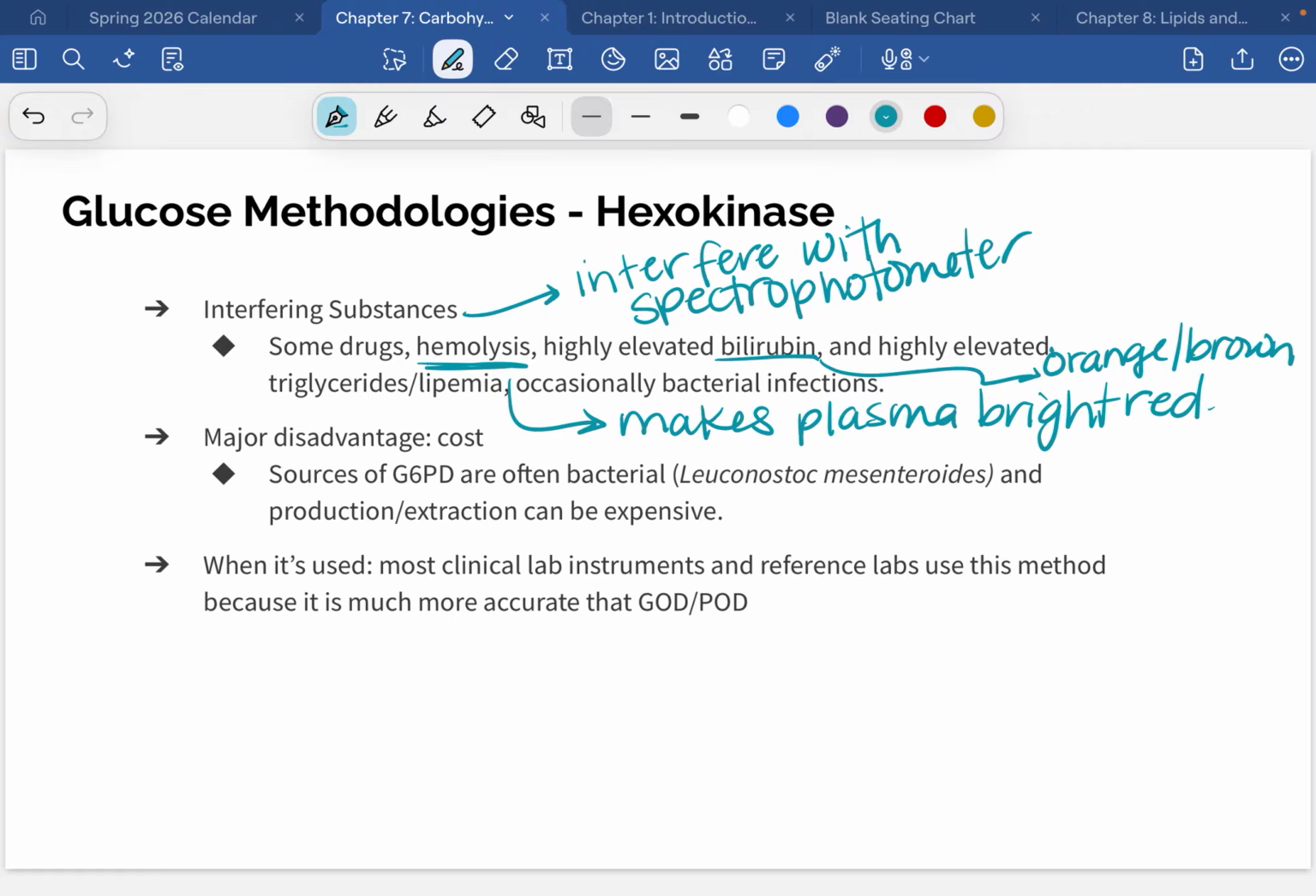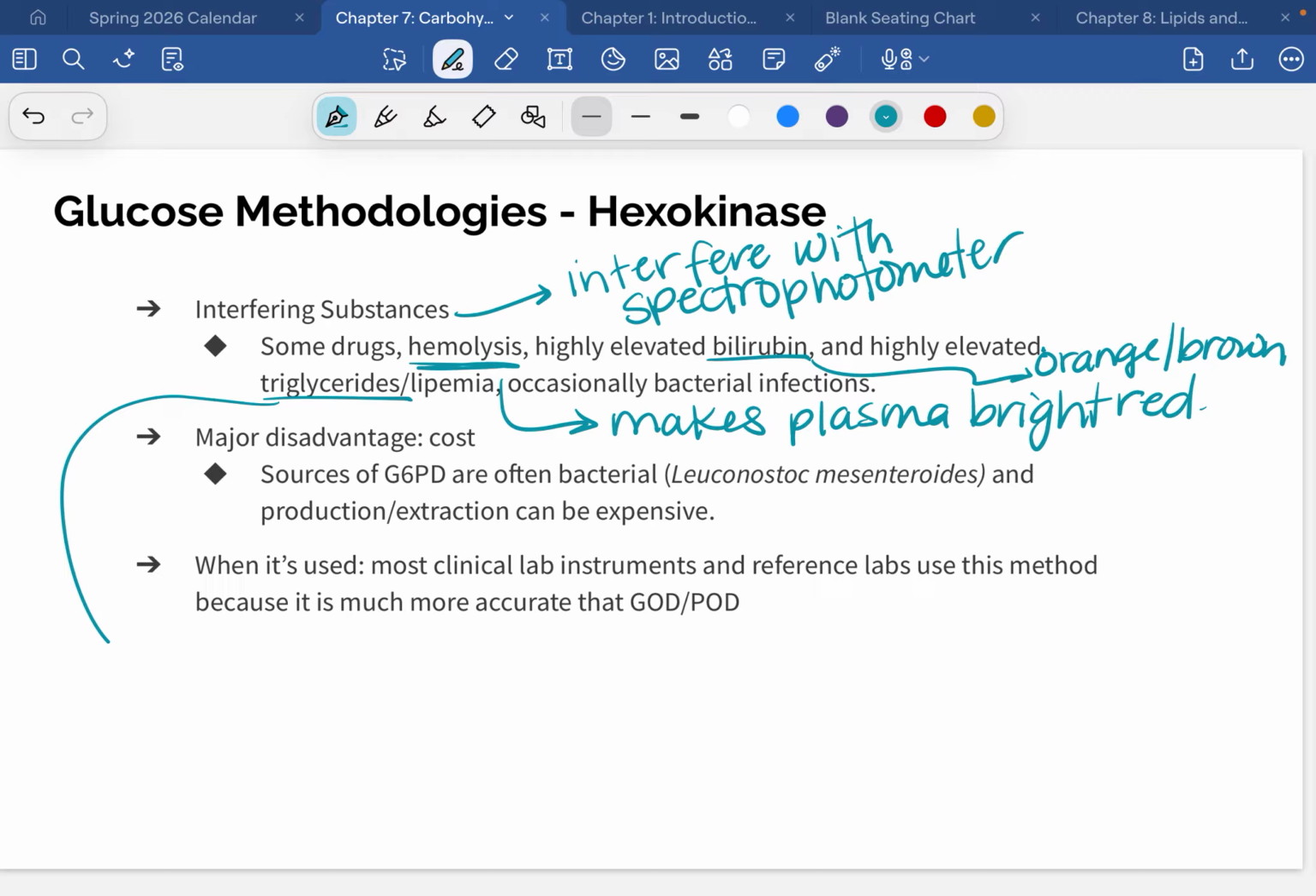And then highly elevated triglycerides are going to make the plasma cloudy. So the plasma of somebody who has increased lipids, triglycerides, and fats will literally look like milk. It gets really cloudy and turns white. And bacterial infections can make the plasma cloudy. So again, all of these interfering substances have very little to do with the glucose measurement itself, and just that they interfere with the spectrophotometer.